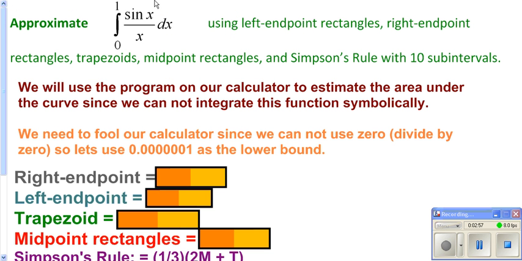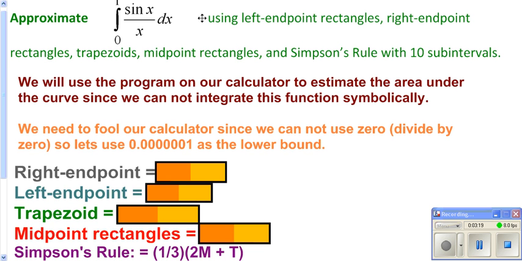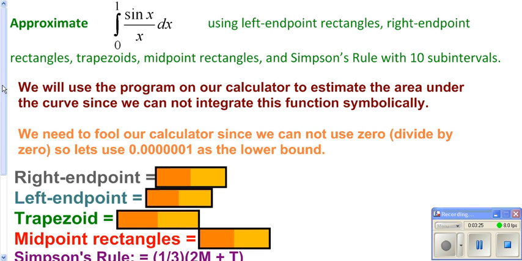Well, let's go ahead and approximate this using our calculators. So put sine x over x into your y equals. We're going to approximate our definite integral going from 0 to 1. Well, to do that, and we're using 10 subintervals, we're going to use our calculator programs that we were programmed earlier in our course.